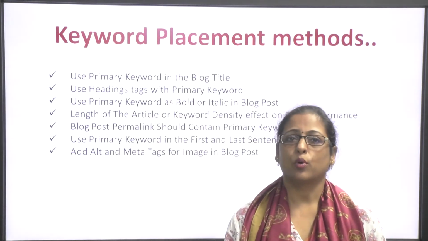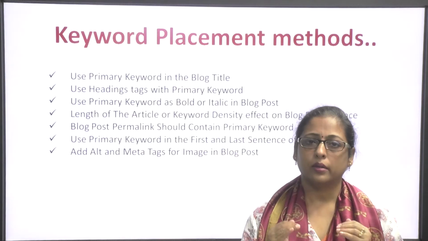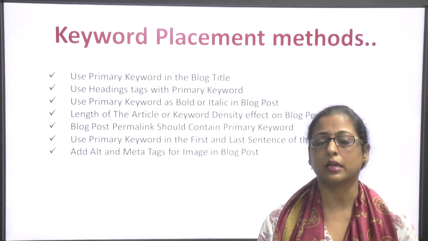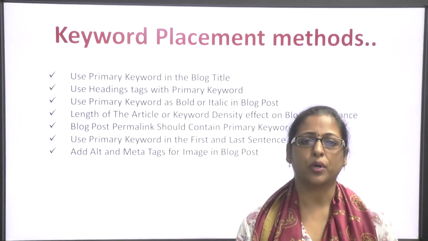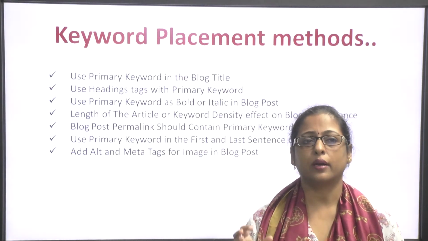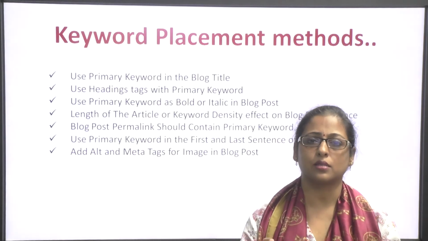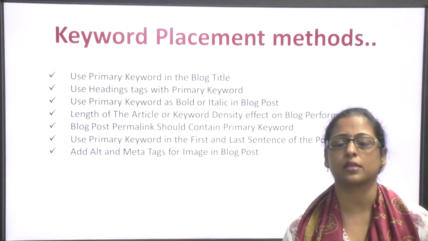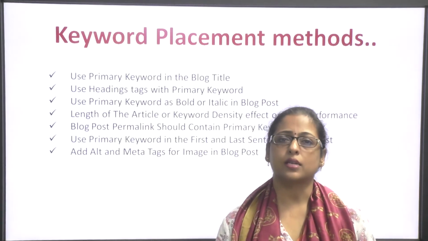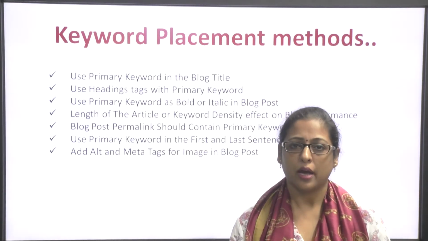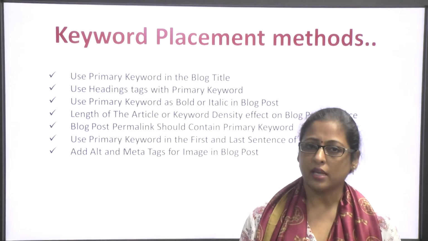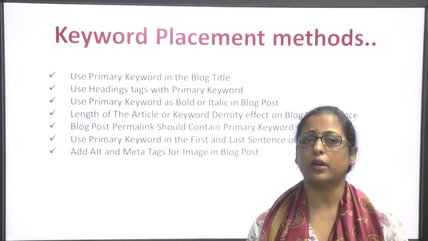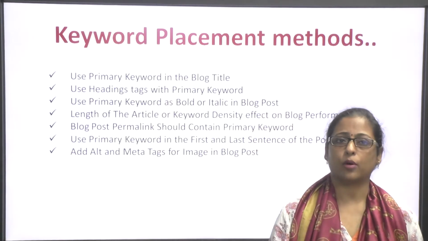Next is the use of the primary keyword in bold and italics in the blog post. Wherever the content has been created, the primary keyword, the most important word, should be used in bold and italics, so that the crawler knows that this is an important word. This can later be attached to schema, which we will be discussing later, so that the crawler understands the importance of that keyword and uses it the same way the designer has put it. Then, the length of the article or the keyword density affects blog performance.